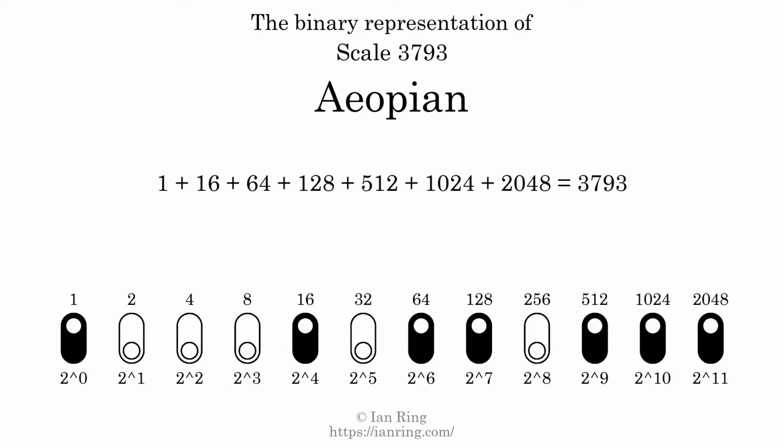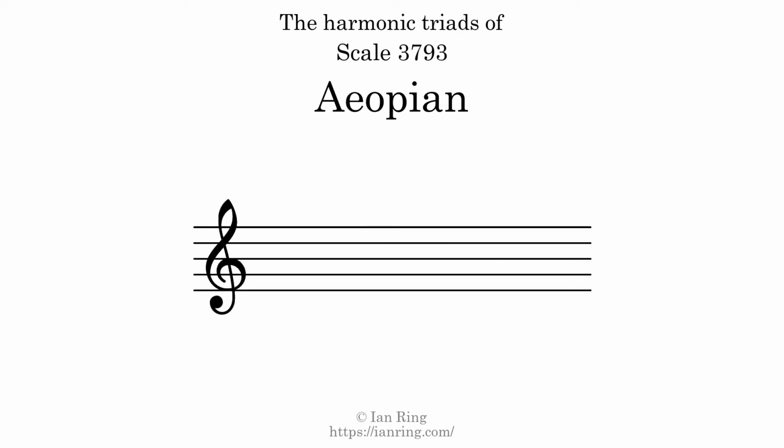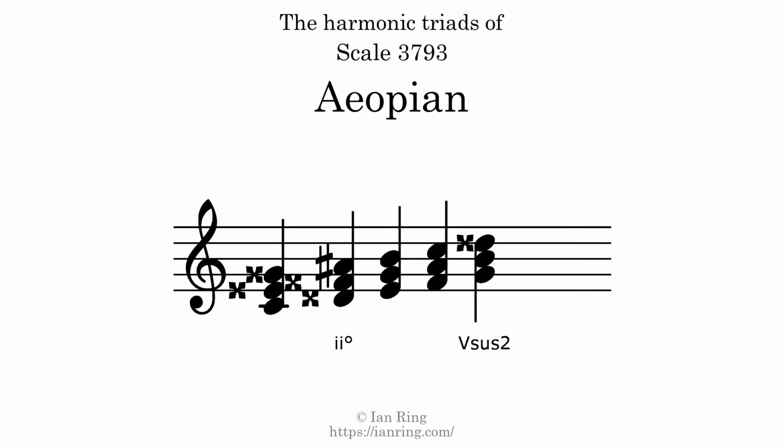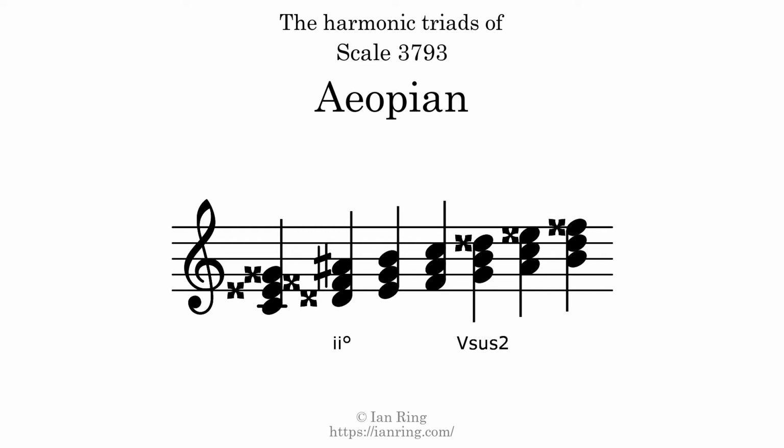The scale number not only enumerates the scale with a unique index, but it also literally describes the tonal content of the scale. Represented as a binary number in base 2, the scale number is 111011010001. Here are the harmonic triads present in this scale. Unnamed, diminished, unnamed, unnamed, sus2, unnamed, unnamed.